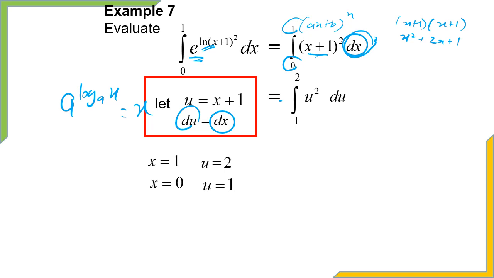So integrate u squared, we get u to the power of 3 over 3 from 1 to 2. So substitute the value, we get 2 cubed over 3 minus 1 over 3. So we can factorize 1 over 3. So we get 2 cubed minus 1, which is equal to 8 minus 1. So it's 7 over 3.